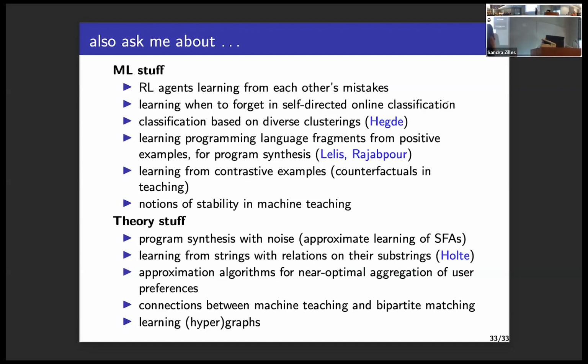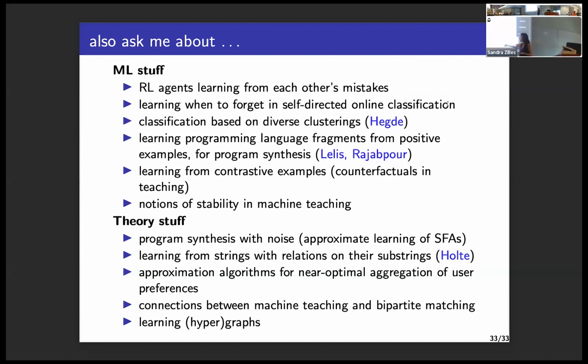There's also a lot of theory stuff. I'm doing program synthesis with noise, where we learn SFA, symbolic finite automata, approximately. With Rob, I'm still working on learning from strings that have certain relations on their substrings. I'm working on approximation algorithms, if somebody's interested, for near optimal aggregation of user preferences. So we have preference models of users. We want to say, oh, we've got 100 users. They're all pretty similar. I want to represent them with a single preference model instead of 100 different ones.